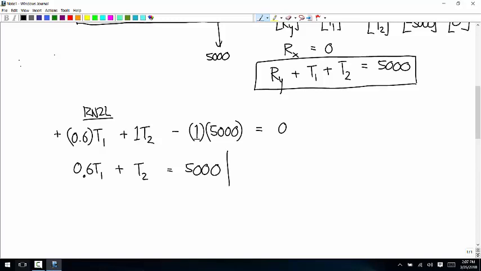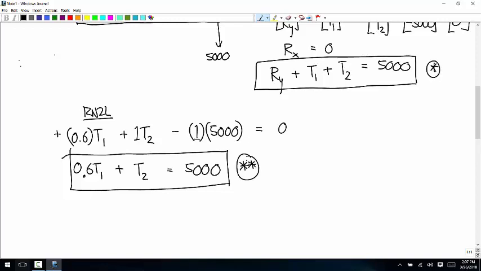We can't solve either of these. So I'll call this equation star. This is 2 star. And how many variables do we have? 1, 2, 3. 2 equations. So it's statically indeterminate. We're going to have to figure out some restriction on the motion.